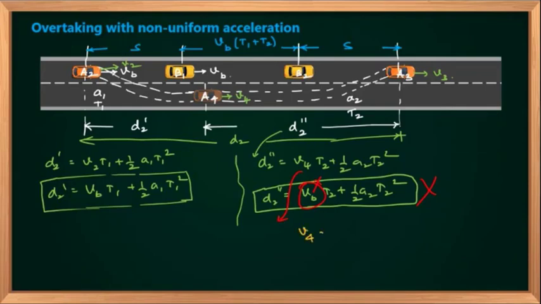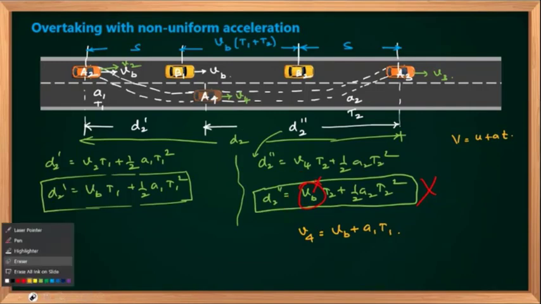v4 is equal to, we have come up with a formula, v is equal to u plus at, isn't it? So the same formula, that is v4 is equal to vb plus a1 t1. Is that clear now?